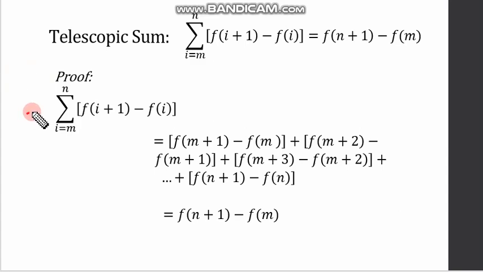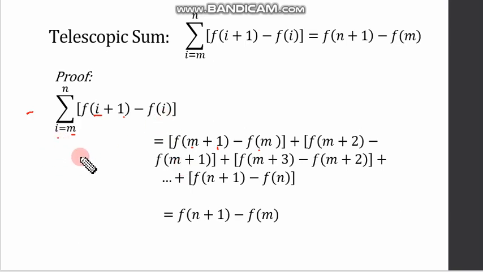So to have a proof of that, the summation of f of i plus 1 minus f of i from i equals m to n is equal to, where i is equal to m, f of m plus 1 minus f of m. Next, plus, the next term is i equals m plus 1, so f of m plus 1 plus 1 is f of m plus 2 minus f of m plus 1.